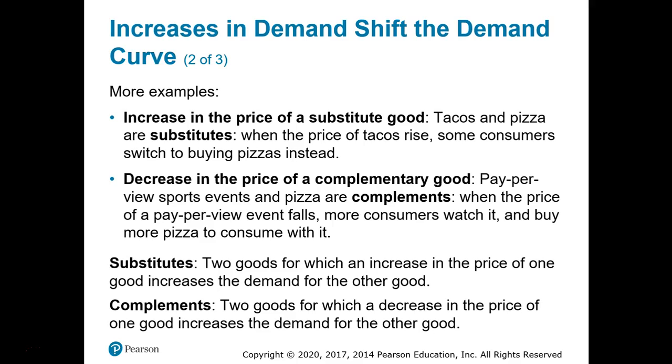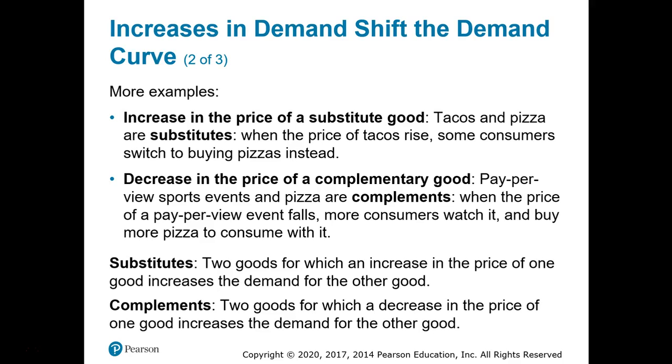They're complements. When the price of a pay-per-view, technically in this example, falls, more consumers watch it and buy more pizza to consume it. When price falls, you buy more complementaries. Substitutes: two goods for which an increase in the price of one good increases the demand for the other good. Complements: two goods for which a decrease in the price of one good increases the demand for the other good.